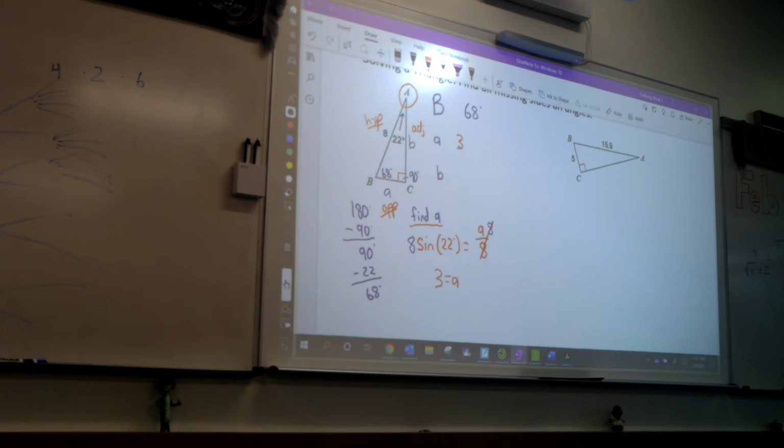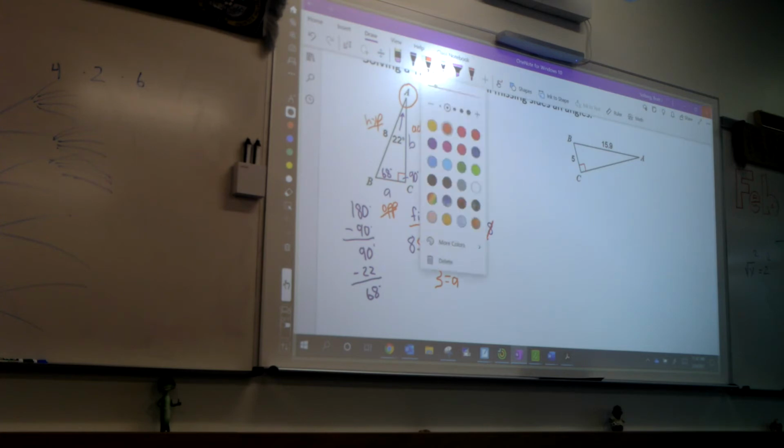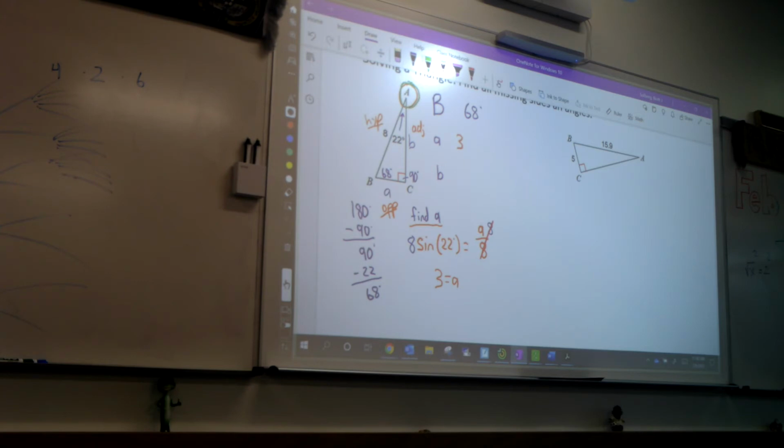Okay, so that's cool. We've got side A. What is missing now? Side B. So now I'm going to change colors here a little bit. I'm still going to go from A's perspective, but now I want to find B. That's my adjacent side. I could still use the opposite, but I like the hypotenuse just because it's right there. So guys, what trig ratio uses adjacent and hypotenuse? It's going to be tangent. So I'm going to put some notes here. This is how I'm going to find side B.